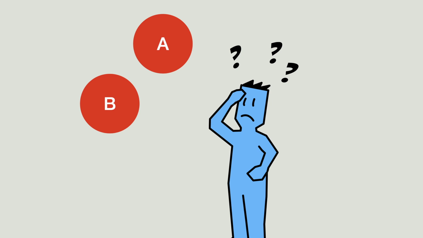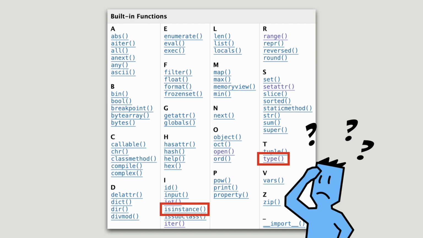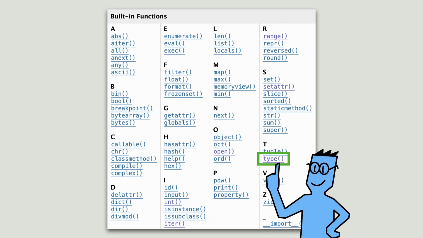There are a few ways to compare object types in Python, and here are two of them. Both built-in functions can be used to check if an object is of a certain type. But there is an important difference between the two, and in this video you learn when to use one or the other.